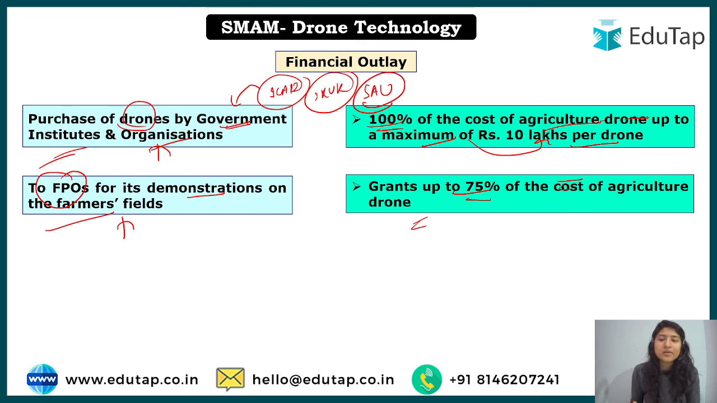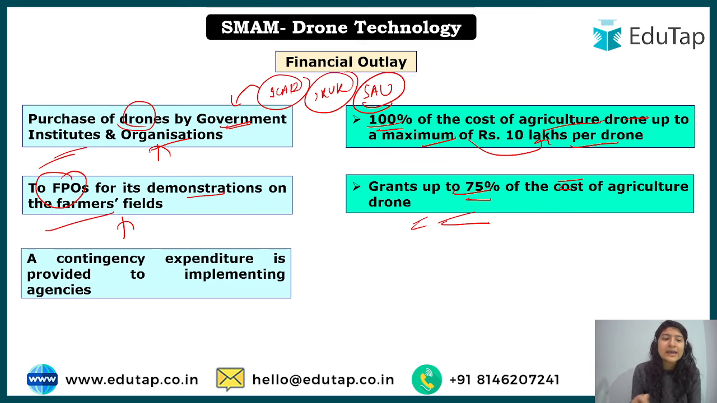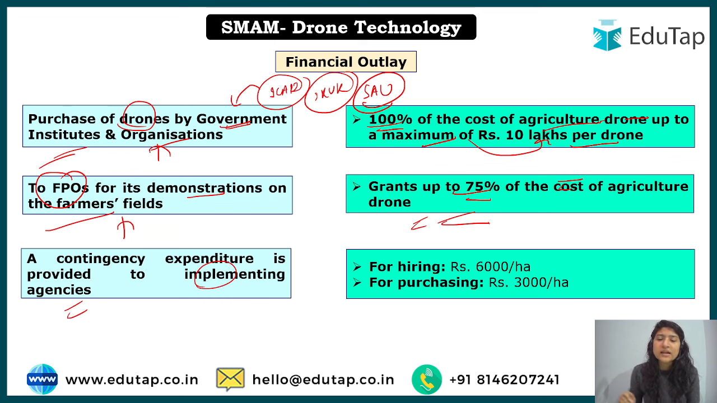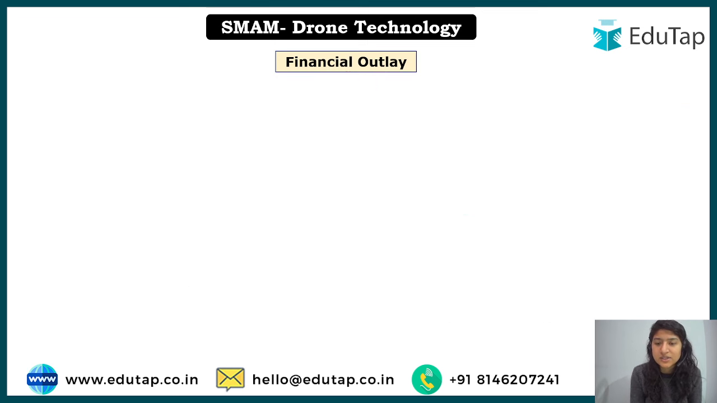And you have to keep in mind one thing, that there's no particular maximum limit that has been assigned by the government. Okay, next is a contingency expenditure provided to implementing agencies. So implementing agencies can be designated to anyone by the state departments, can be Panchayati Raj also, or any other. For hiring of such drones, it is 6,000 per hectare, but for purchasing it is 3,000 per hectare. Okay, that is the contingency expenditure for the implementing agency.